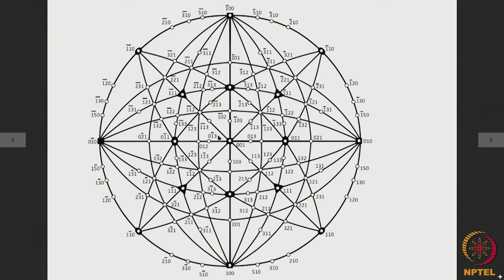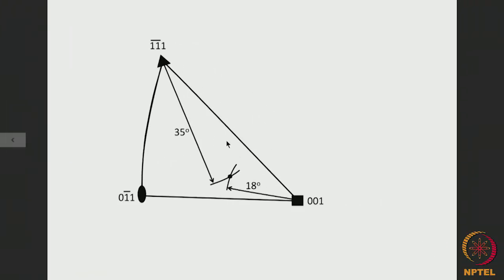In that case, instead of choosing the entire 0 0 1 stereographic projection, we can choose only this particular unit triangle, which is defined by the poles 0 0 1, bar 1 1 0 and bar 1 1 1, and we know that the pole which we want to identify lies straight over here. So, we draw the outline of this unit triangle over here, and this is the pole whose identity we want to figure out.